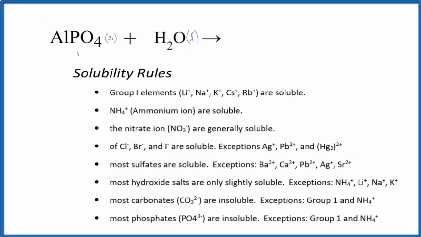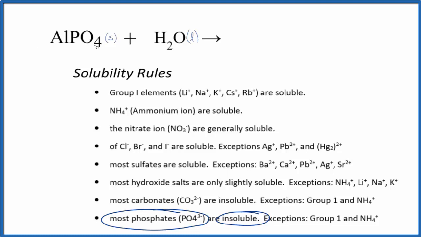We should first figure out whether aluminum phosphate dissolves in water. If it's soluble, it can dissociate into its ions. So if we look at our solubility rules, we come down and most phosphates are insoluble with a few exceptions. So this is going to be insoluble in water.